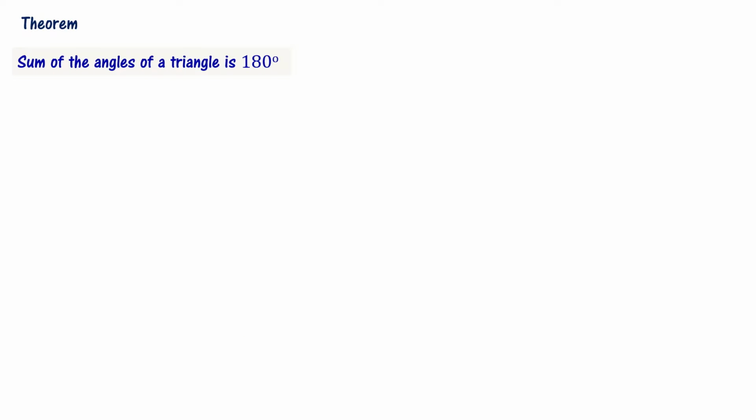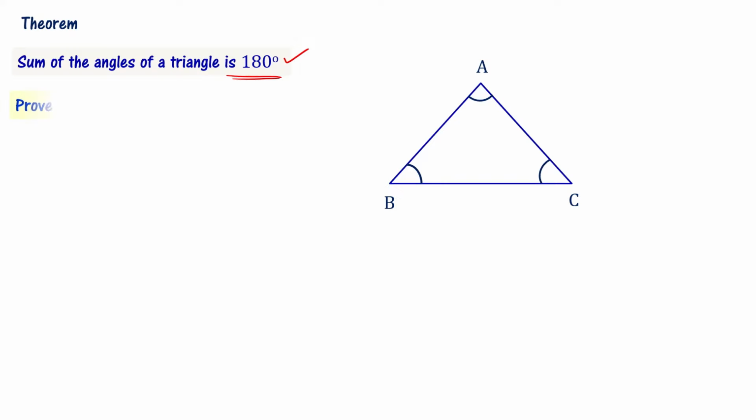Sum of the angles of a triangle is 180 degrees. This is the theorem. Let us now prove this theorem. ఇది చాలా ఇంపార్టెంట్ టాపిక్. Let us consider a triangle ABC. In a triangle, we have three angles, right? Angle A, angle B, and angle C. Sum of these angles is equal to 180 degrees. It means we have to prove that angle A plus angle B plus angle C equal to 180 degrees.